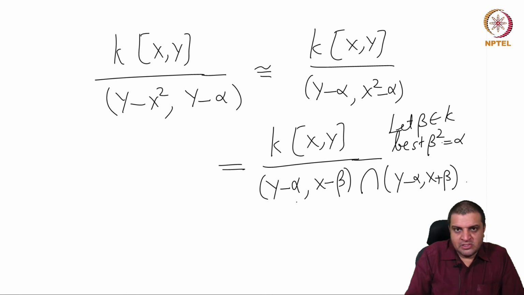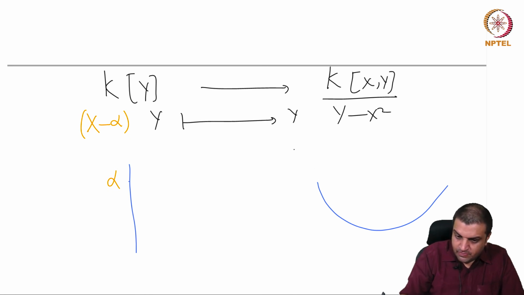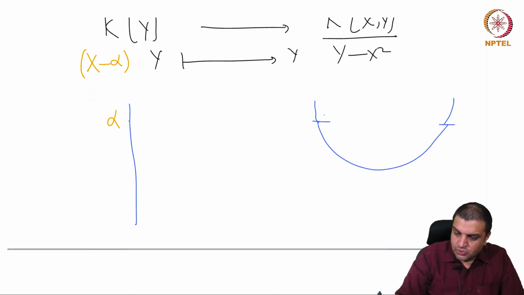And each of them is a maximal ideal. So this is a maximal ideal, that's a maximal ideal. So spec of this consists of 2 points, one corresponding to this maximal ideal and one corresponding to the other. So let's go back to this picture. For this alpha, there will be 2 points, which correspond to the x values taking the 2 square roots of the y value.